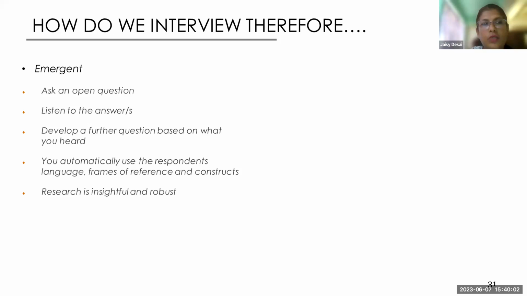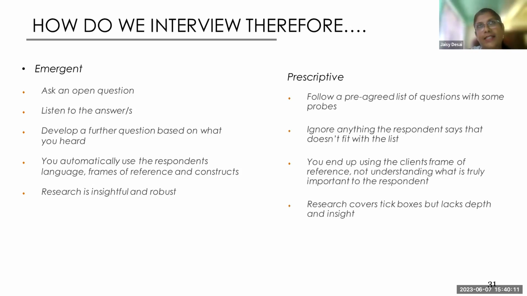So when you ask a question, it's an open question, you listen to the answers, and then you build your question on that particular answer. So it's a whole process. The question is not one, it's many questions leading to a whole set of information. So that's why we have a discussion guide. We don't have a questionnaire, we have a discussion guide, which builds upon the customer's responses.